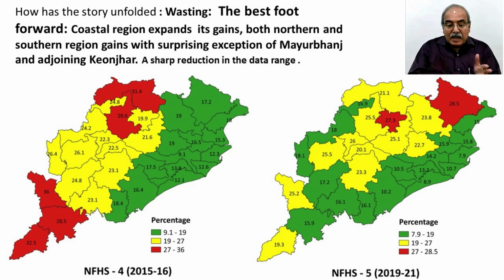Again, we can see that the range has moved from 9.1 to 36.0, that was the NFHS 4 range. It has come down to 7.9 at the lower end and 28.5 at the higher end. However, Mayurbhanj and its adjoining district Keonjhar give a little surprise in NFHS 5, and that is something which one needs to look at more closely.